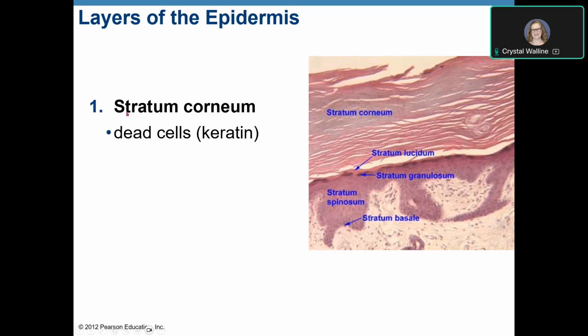The first layer is called the stratum corneum. It's composed mostly of dead cells, which are essentially just cellular carcasses. And the only thing that's left at this point is a lot of this protein keratin. This protein is highly abundant in your skin and your skin derivatives, like your nails and your hair. And it provides a protective and even a waterproofing aspect to your integument.